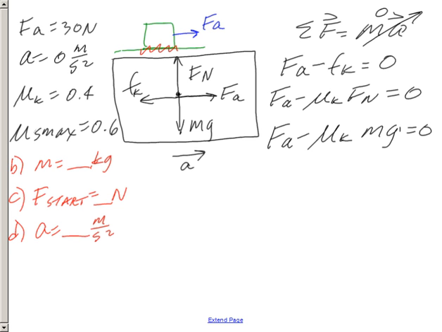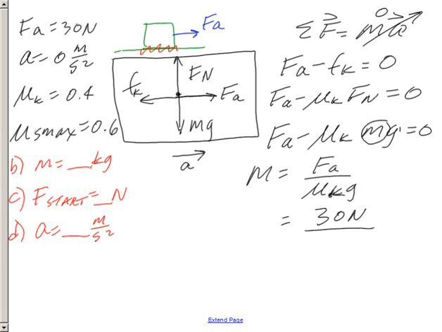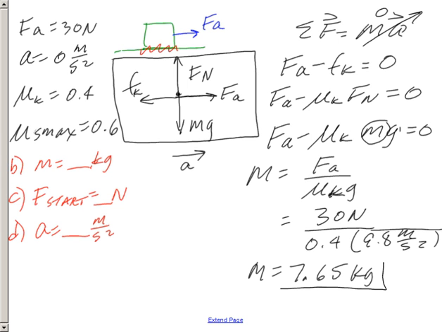Okay, so we have everything that we need. What we're looking for is m, so we can solve for m. M would be equal to simply Fa over mu k times g. Fa is 30 newtons, mu k is 0.4, unitless of course, and g is 9.8 meters per second squared. So we run this calculation through, and what we find is that the mass is 7.65 kilograms. Okay, so that's part B. Part A, of course, is the diagram. Part B is the mass of the object.